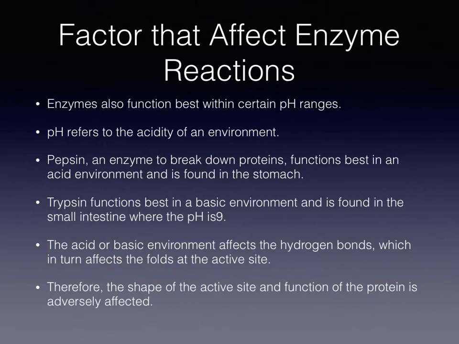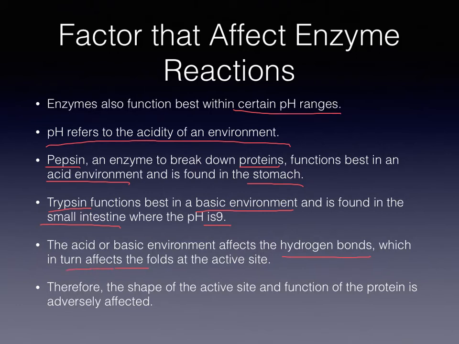Enzymes also function best within certain pHs. pH refers to the acidity of the environment. Pepsin, an enzyme that breaks down proteins, functions best in an acid environment and is found in our stomach. Trypsin functions best in a basic environment and is found in the small intestine, where the pH is 9. Acid or basic environments affect hydrogen bonds, which in turn affects the folds of the active site. Therefore, the shape of the active site and the function of the protein is adversely affected.